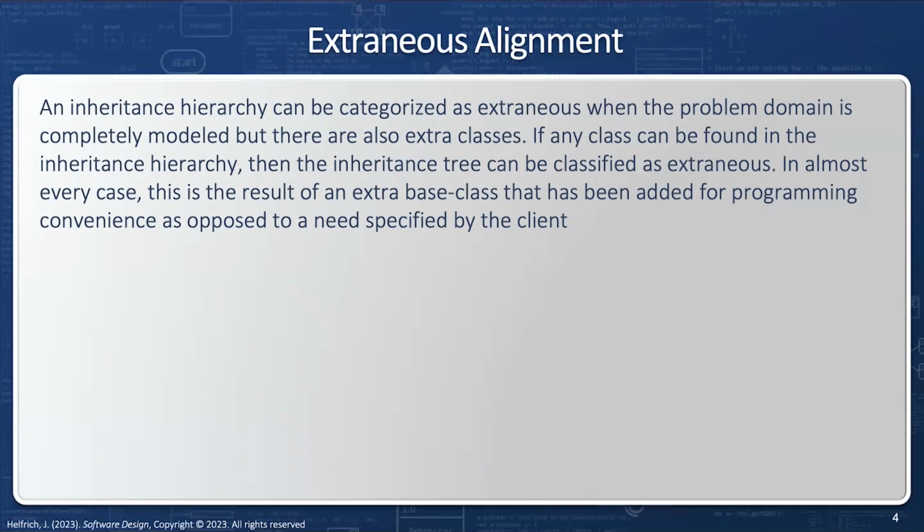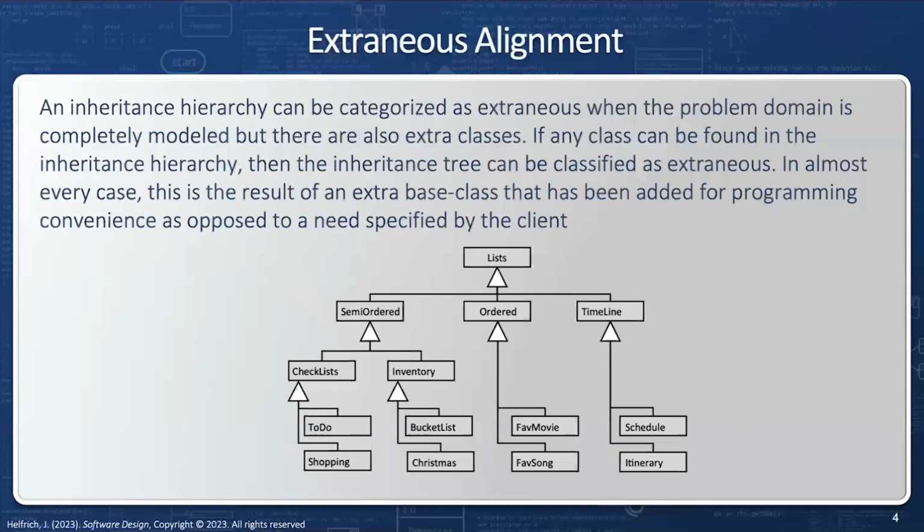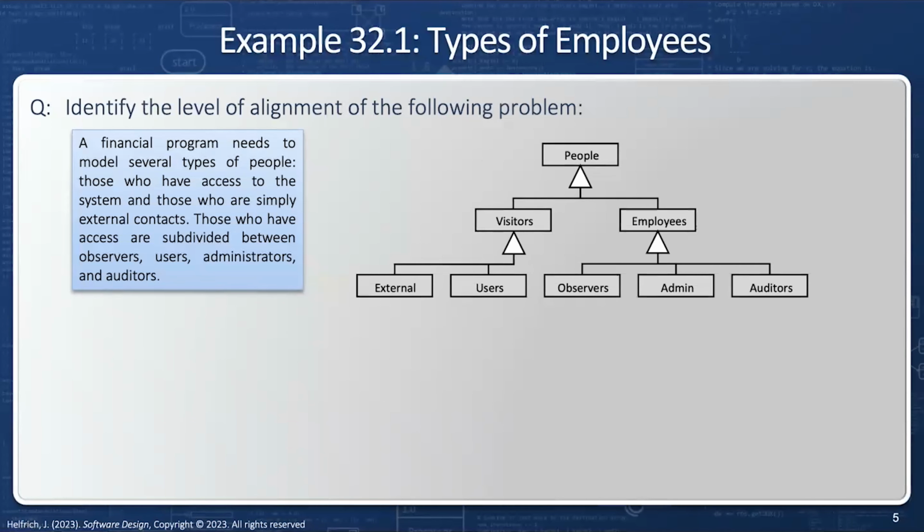However, when there are elements in the inheritance tree that the subject matter expert would not recognize, then we have extraneous. And so for an example, I may decide that the semi-order list, we have a checklist and an inventory list, and the subject matter expert did not mention those explicitly. However, they do make it easier for me to write the code, so I have less redundancy. Okay, let's take a look at this example.